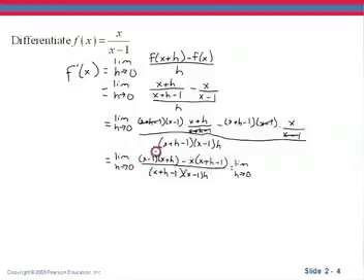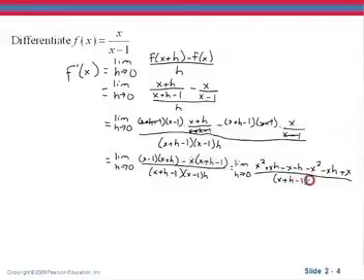Now that is the limit as h approaches 0. On top, we'll need to FOIL and use the distributive property. X times x is x squared, x times h is xh, negative 1 times x is negative x, negative 1 times h is negative h, and then distribute. Negative x times x is x squared, negative x times h is negative xh, and negative x times 1 is positive x. And again, we're just going to leave the denominator factored, x plus h minus 1 times x minus 1 times h.